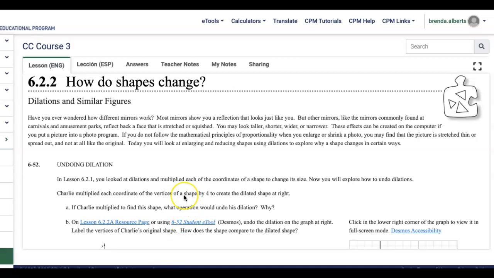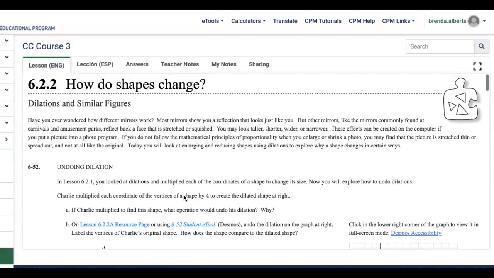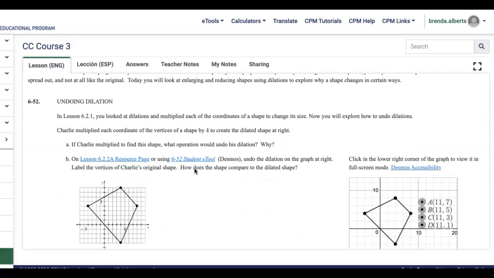So the first problem that we're going to look at is in your ebook, problem 6-5-2, undoing a dilation. In yesterday's lesson, you looked at dilations and multiplied each of the coordinates of a shape to change its size. Now you explore how to undo dilations. So Charlie multiplied each coordinate of the vertices of a shape by 4 to create the dilated shape below. So they're talking about this shape right here. If Charlie multiplied to find this shape, what operation would undo its dilation and why?